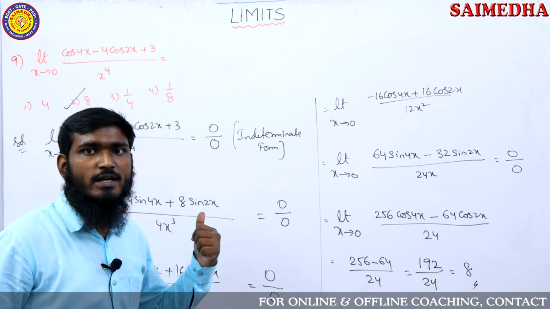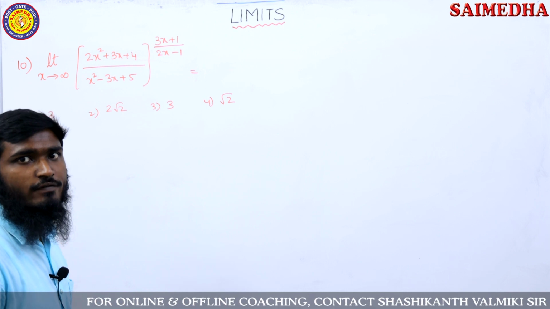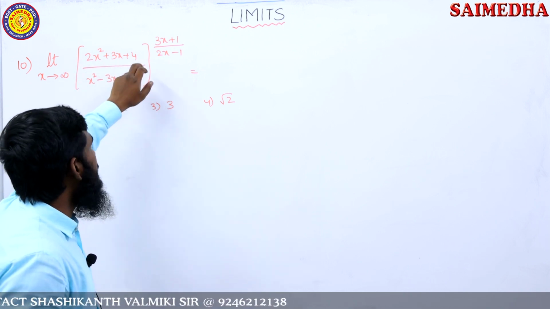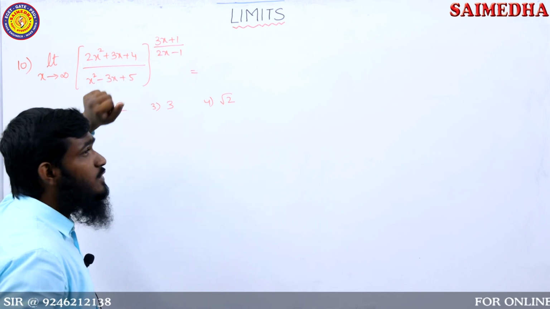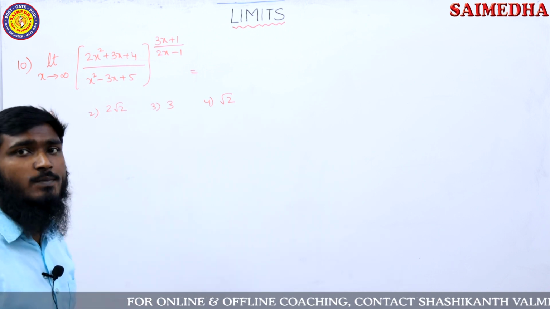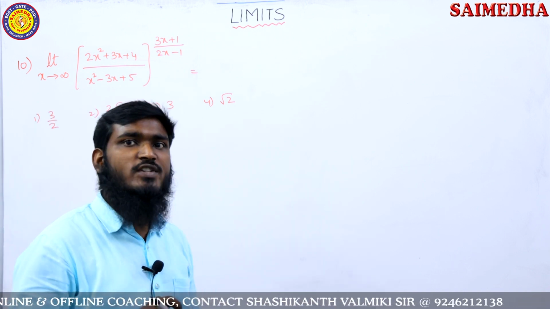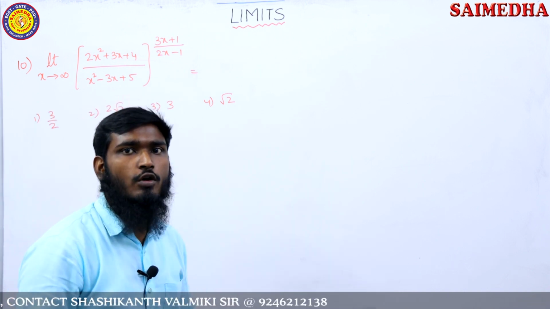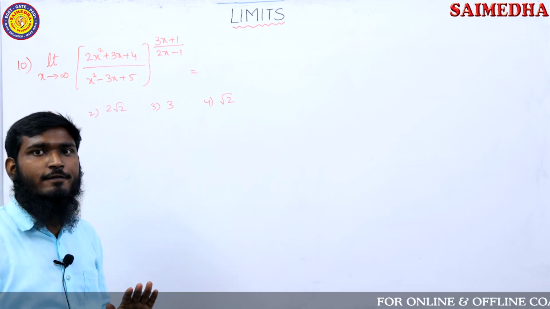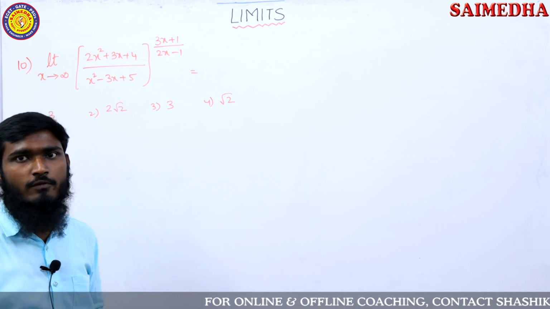Now pause the video, note it down. Now let us see the last question of this part 2. Limit x tends to infinity, 2x square plus 3x plus 4 divided by x square minus 3x plus 5, the whole raised to the power 3x plus 1 divided by 2x minus 1 is given. So the question is in the form of f of x to the power of g of x. Whenever we have this form f of x to the power of g of x, just now we have done one example problem for that also.